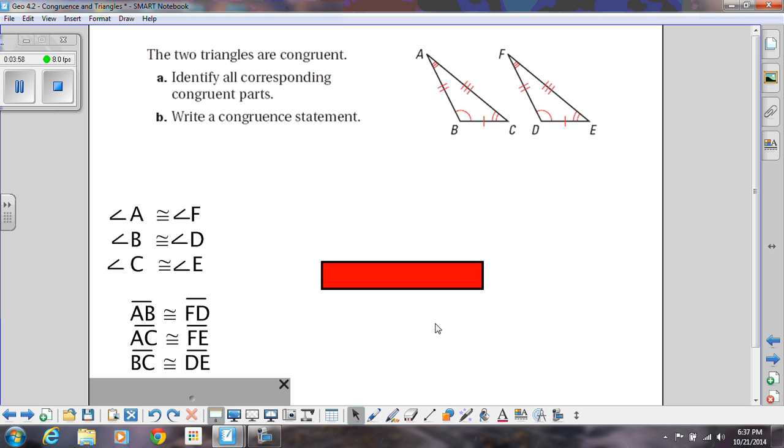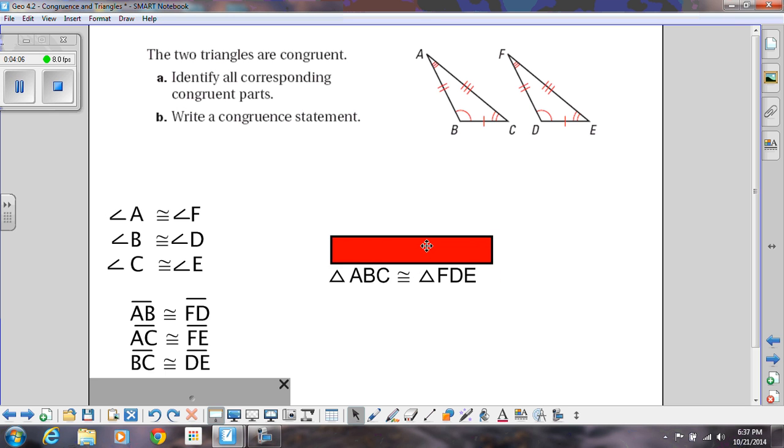So if I want to say this triangle ABC is congruent to this triangle, I need to be careful on how I list those letters. So if I'm going to say ABC, then I need to say that's congruent to triangle FDE. It has to go in that order. It would not be correct to say it as ABC is congruent to DFE or anything like that.